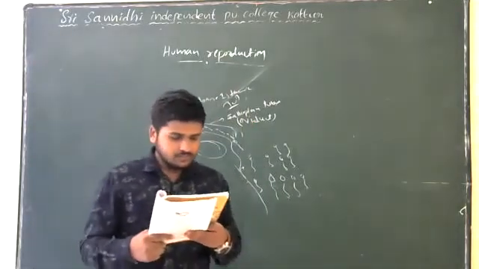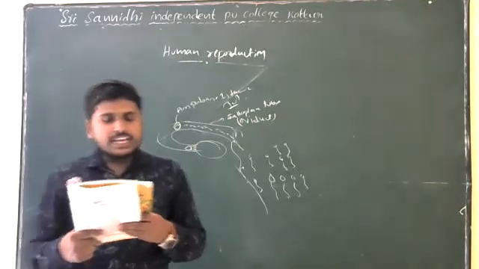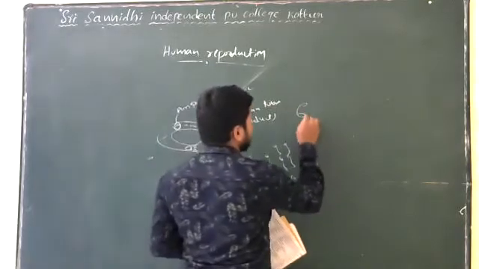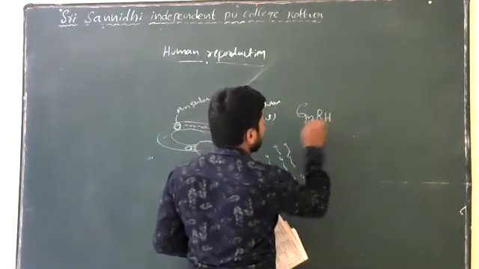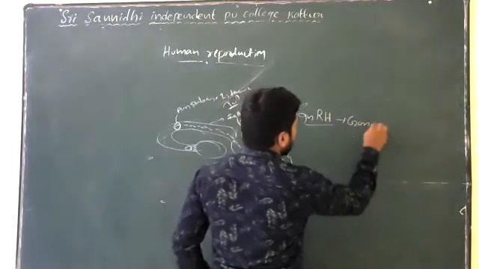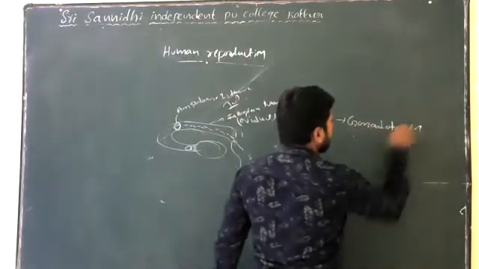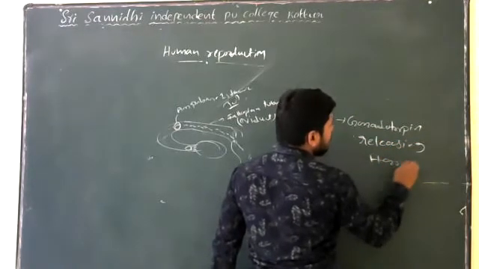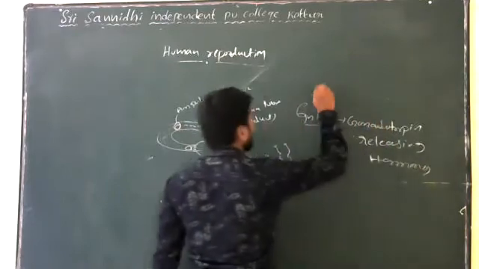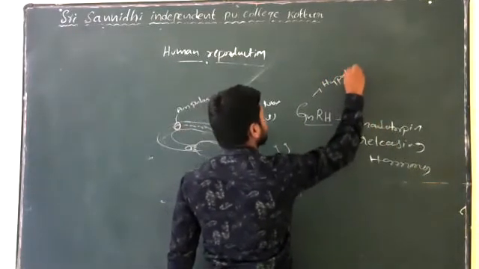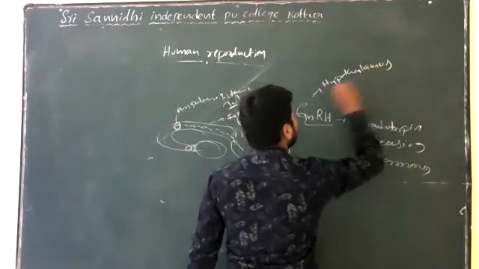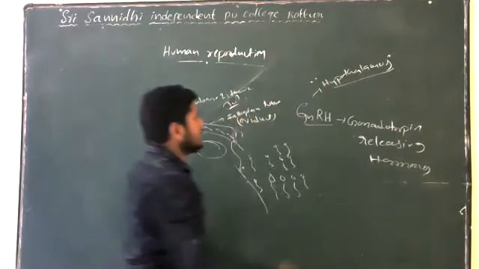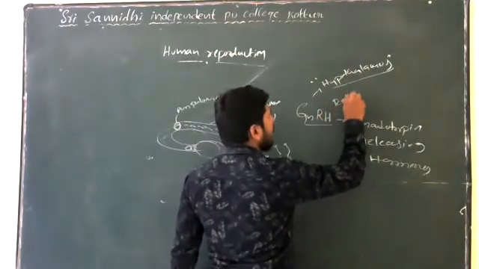Next, changes in gonadotropin releasing hormone. What do you mean by GnRH? GnRH, gonadotropin releasing hormone. So this hormone is secreted by the hypothalamus. Remember, gonadotropin releasing hormone is secreted by the hypothalamus. It is a type of releasing hormone.